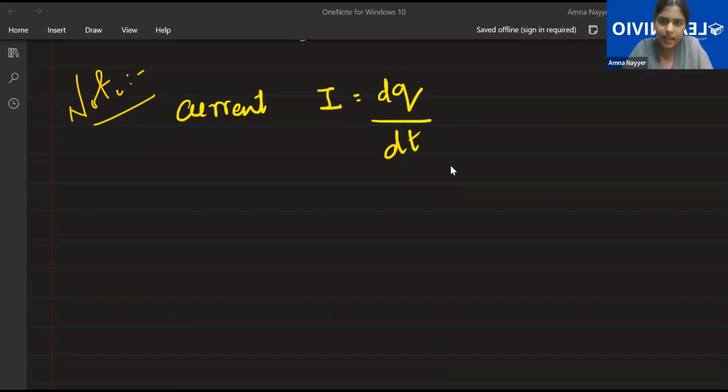See, there is one small question that has come. Directly formula-based questions have not come till yet from this portion, the one which we are doing, this note part. But it's very easy, and that can come because it's there in your NCERT. Current is dq over dt.